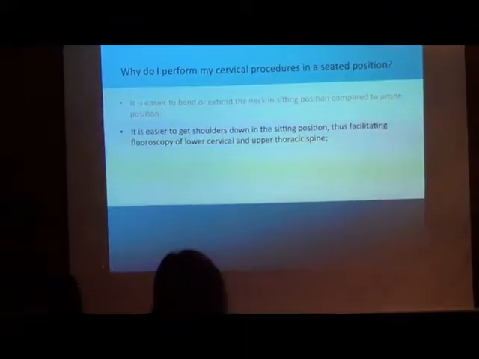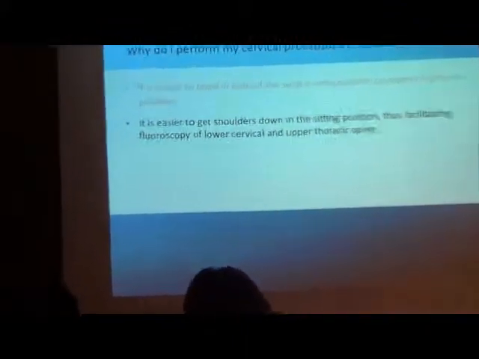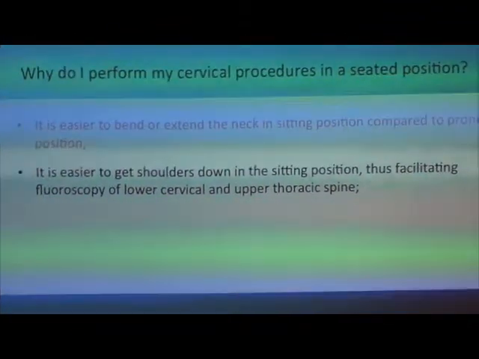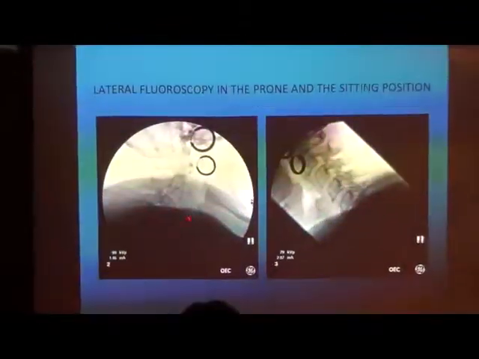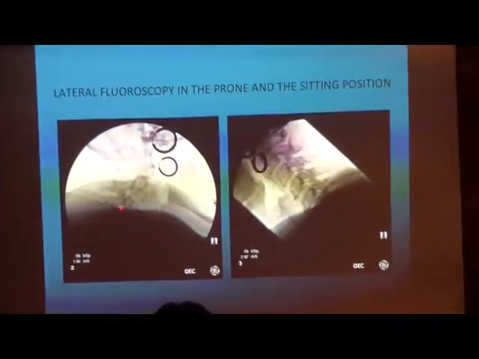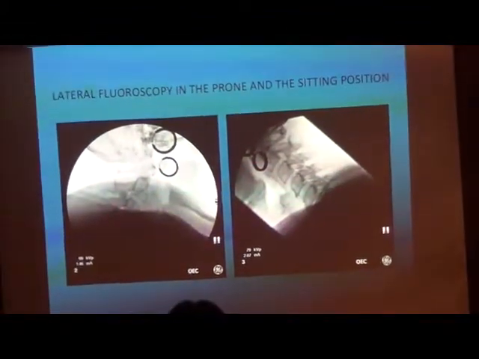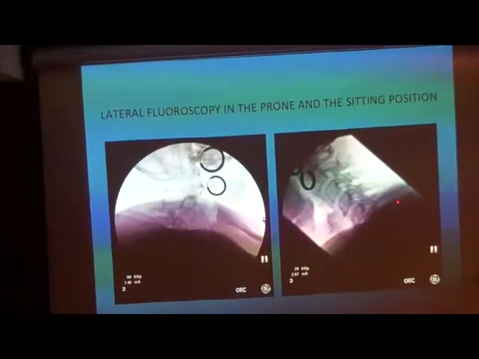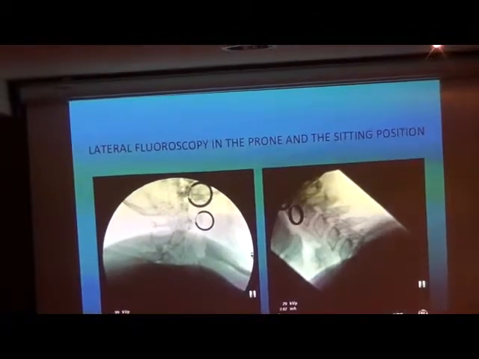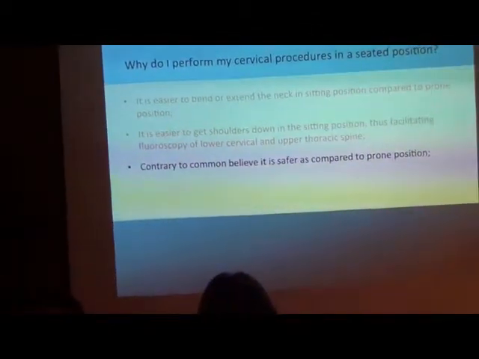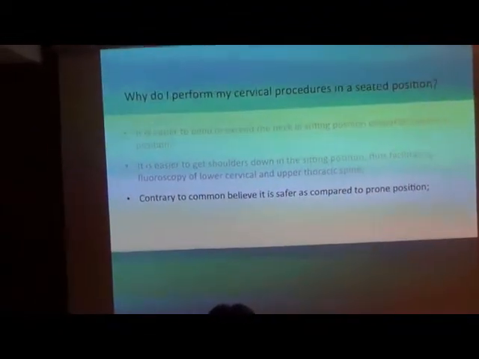It is easier to get shoulders out of the view with the sitting position compared to a prone position. Here, patient in the prone position, and you can see shoulders obstruct the view up to C2. Here is the same patient but sitting, and you can see as low as C7. Contrary to common belief, it is safer as compared to prone position.